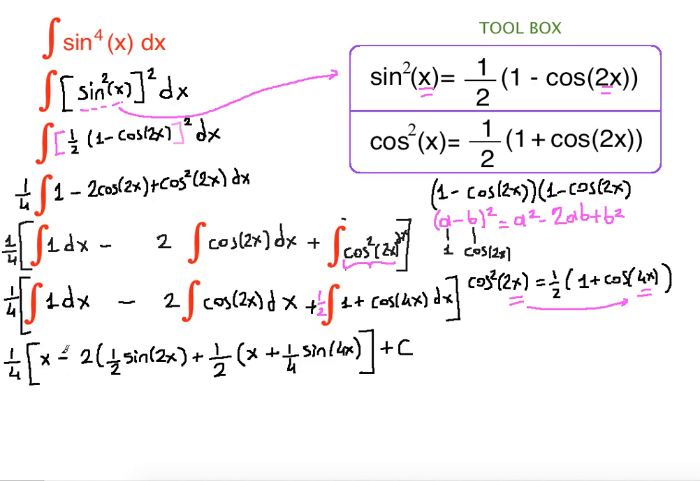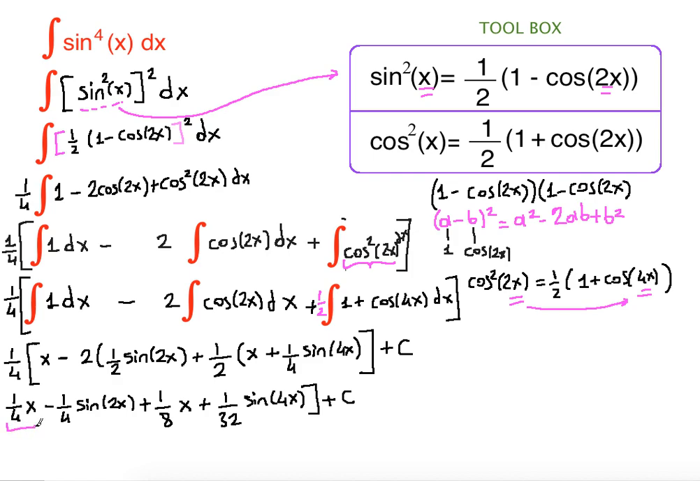Now we're going to distribute 1/4 and clean up. 1/4 times x is 1/4 x minus 1/4 times negative 2 is negative 1/2, and negative 1/2 times 1/2 is negative 1/4 sine of 2x plus 1/4 times 1/2 is 1/8 x plus 1/4 times 1/2 is 1/8. 1/8 times 1/4 is 1/32 sine of 4x plus c.